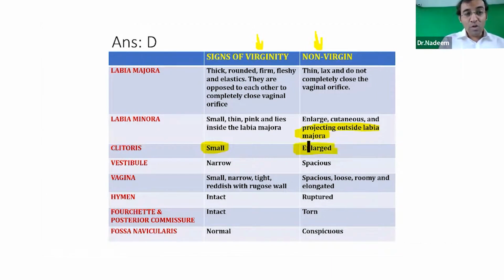When I talk about the vagina of a 100% virgin female, the vaginal opening will be small and narrow. But in a non-virgin female, the vaginal opening will be roomy and loose. The hymen is completely intact in a virgin, and the hymen will be ruptured in a non-virgin.